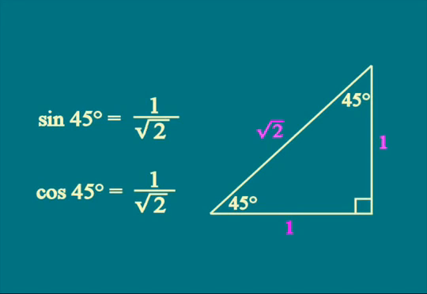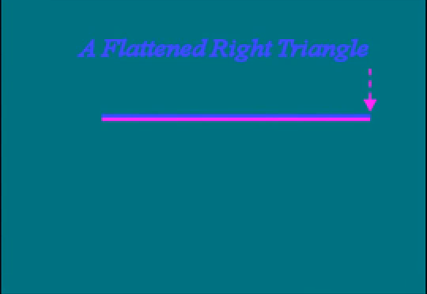Do you think we can guess the sine of 0 degrees? Let's try. Imagine a right triangle that has a 0 degree angle. The hypotenuse is the same as the adjacent side, and the opposite side has length 0. So the sine of 0 is 0, and the cosine of 0 is 1.